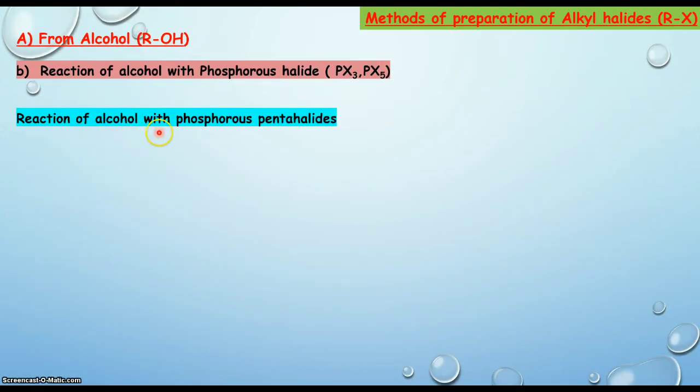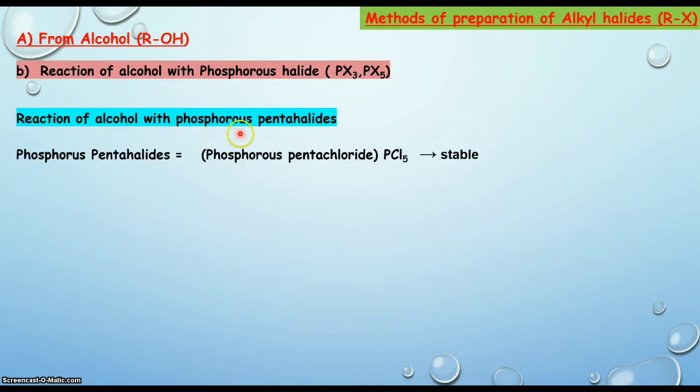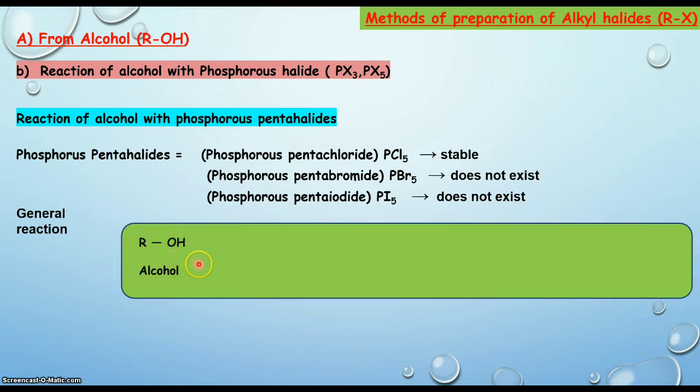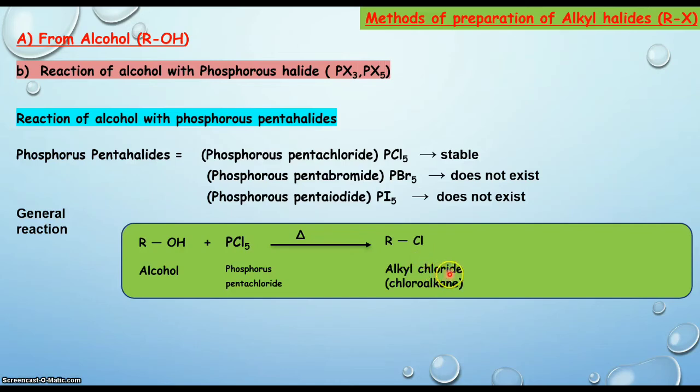After the discussion of reaction of alcohol with phosphorus trihalide, let us talk about reaction of alcohol with phosphorus pentahalide. In phosphorus pentahalides, phosphorus pentachloride, that is PCl5, is stable, while phosphorus pentabromide and phosphorus pentaiodide do not exist. Here is the general reaction. In this, alcohol reacts with phosphorus pentachloride, gives alkyl chloride, phosphorus oxychloride and HCl. In this reaction, OH of alcohol is replaced by 1 chlorine. So you will get the product alkyl chloride.